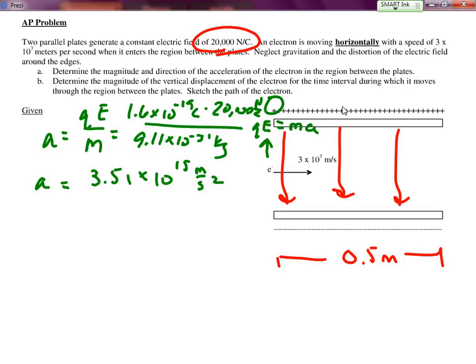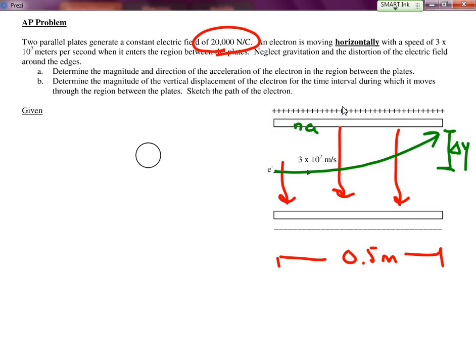Now the thing is, the acceleration is 3.51 times 10 to the 15th, but it's on the y-axis. The electron's moving on the x-axis. And it's going to veer upwards. Our question is, by what value, by how much does it veer upwards? So we have to solve for delta y. So in order to solve for delta y, we need to make an xy chart.